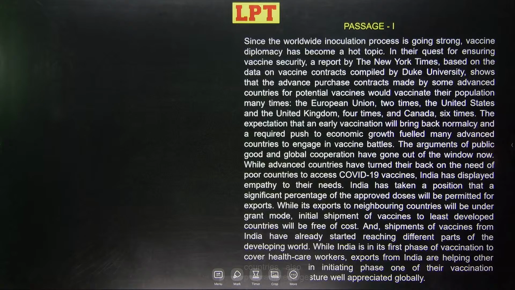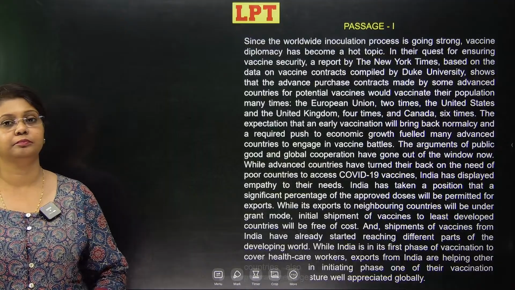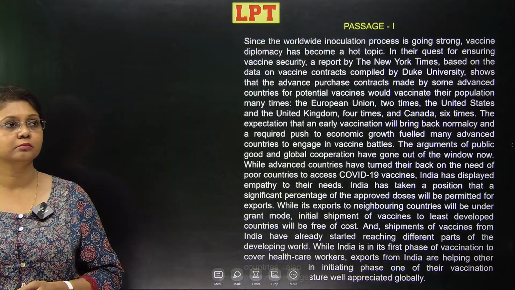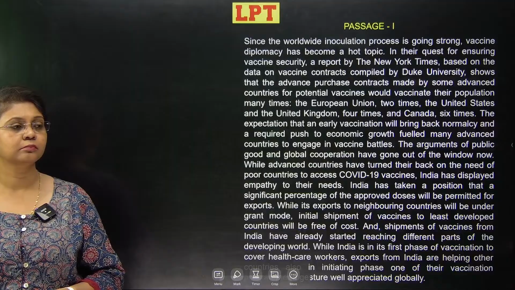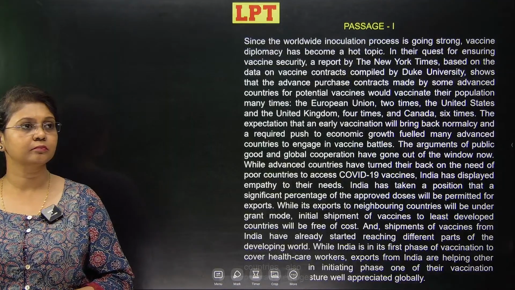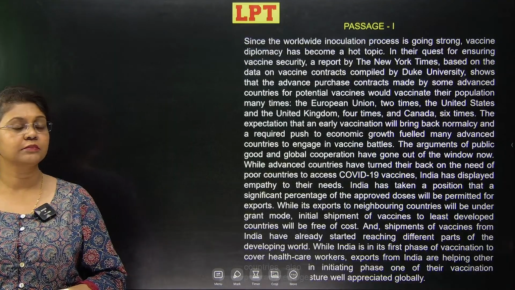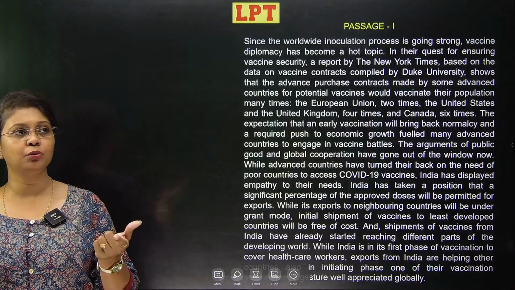Few more minutes to go before we start discussing the passage and solving the questions. Just read through the passage, guys, and then we will quickly move on to the next slide. So once we finish reading the passage, we can go to tackle the questions.